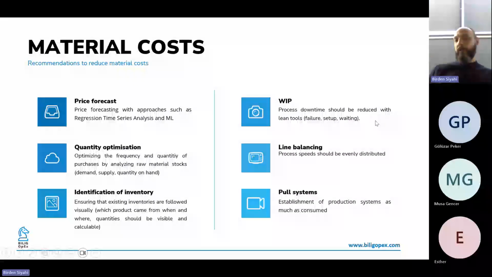Then for the WIPs, we can use lean methodologies like SMED to decrease the downtime that takes us away from producing that work in progress inventory. Also, you can use line balancing methodologies. So by using lean methodologies, you can balance the speeds of the processes.